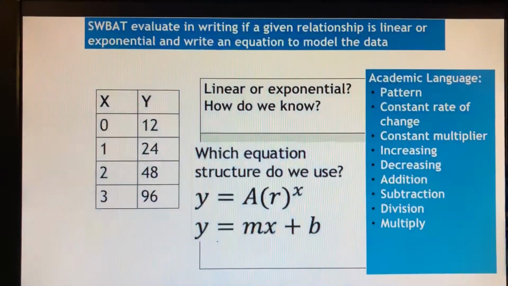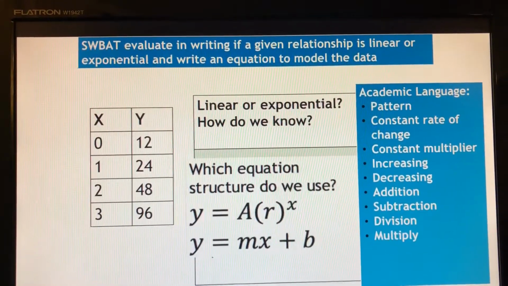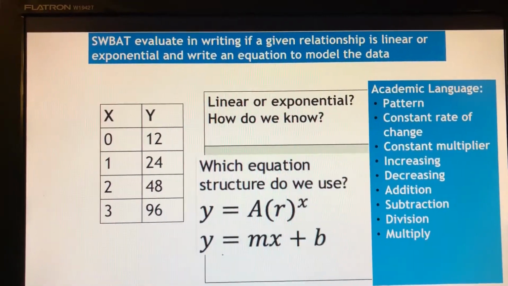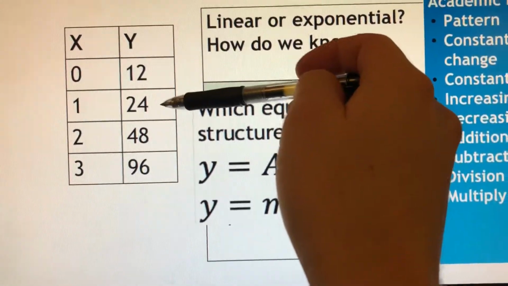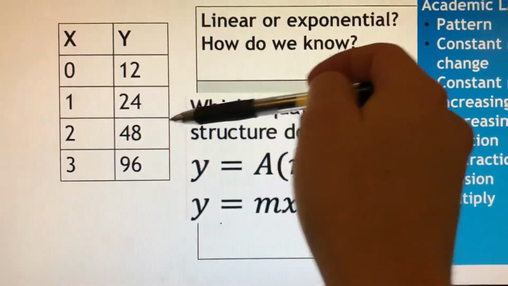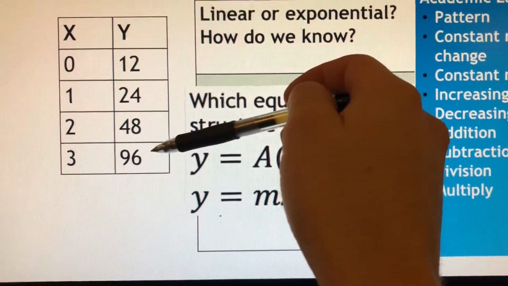Let's look at this one. Is it linear or exponential, and how do we know? Well, let's look at the pattern. From 12 to 24 is adding 12. From 24 to 48 is adding 24. From 48 to 96 is adding 48.